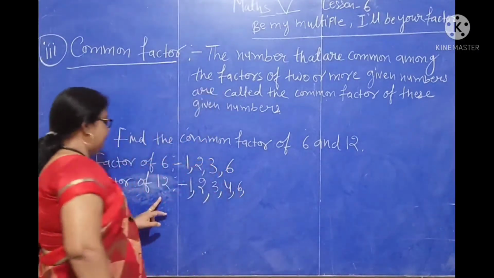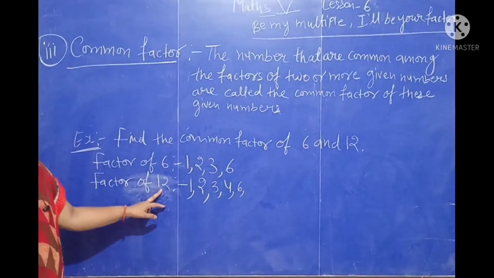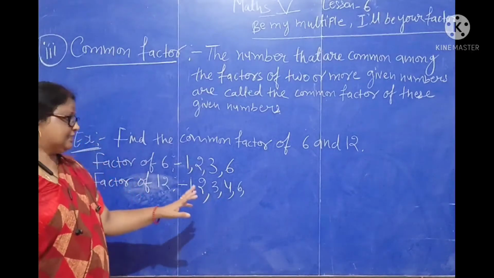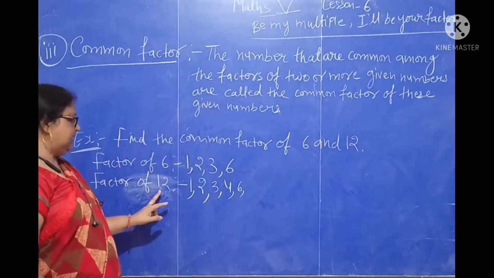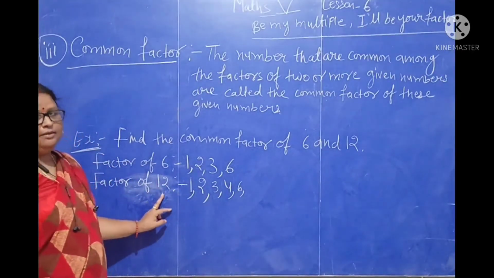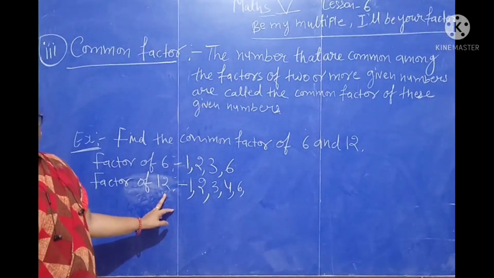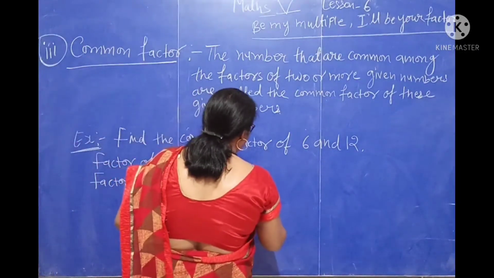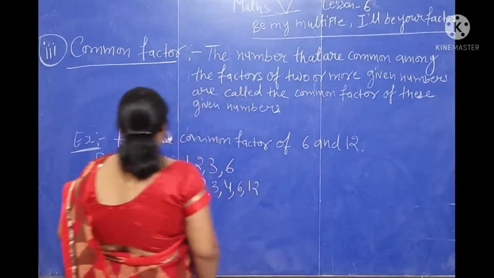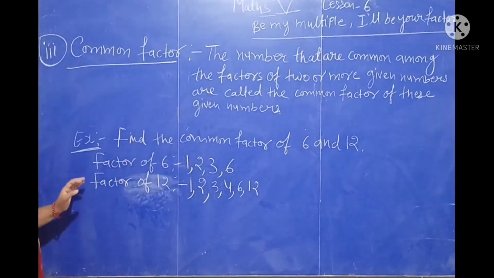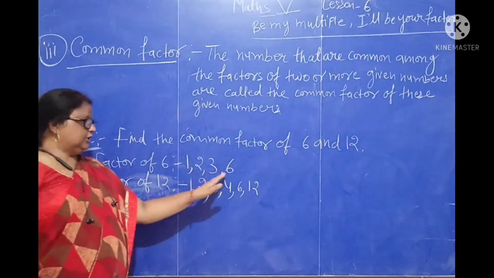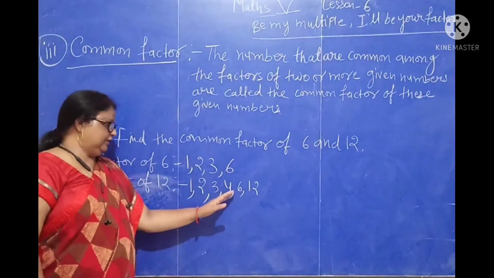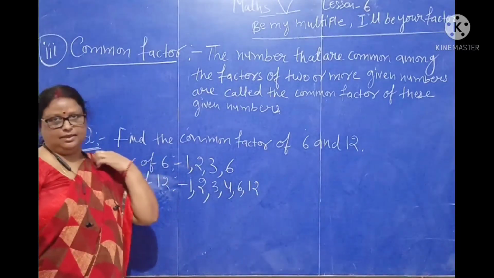Now which number can divide 12 exactly without leaving any remainder? 12 exactly divides 12 without leaving any remainder. 12 times 1 is 12. So 12 is also a factor of 12. So the factors of 6 are 1, 2, 3 and 6, and the factors of 12 are 1, 2, 3, 4, 6 and 12.